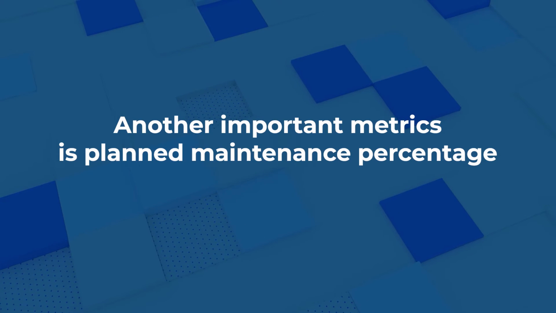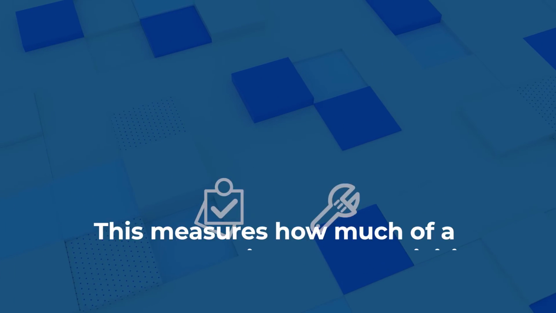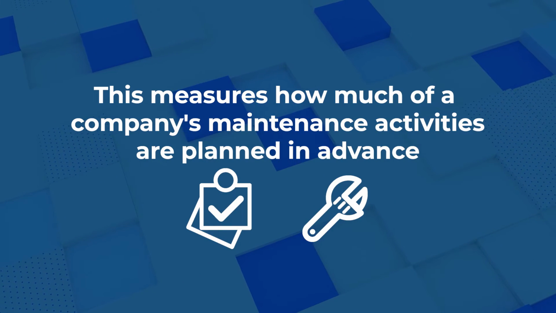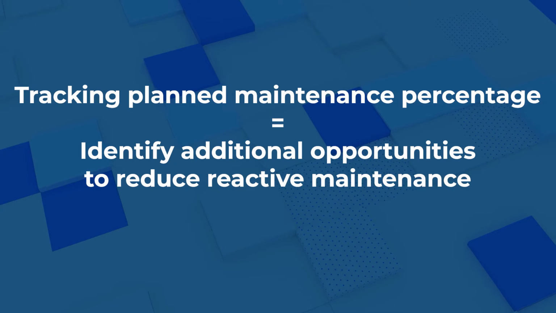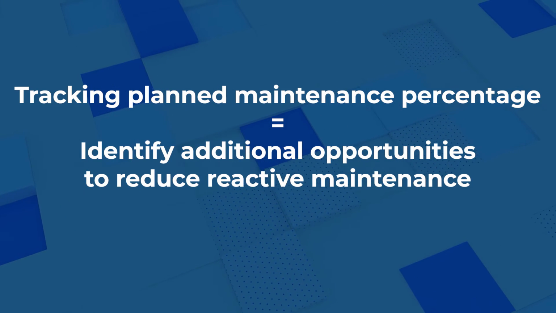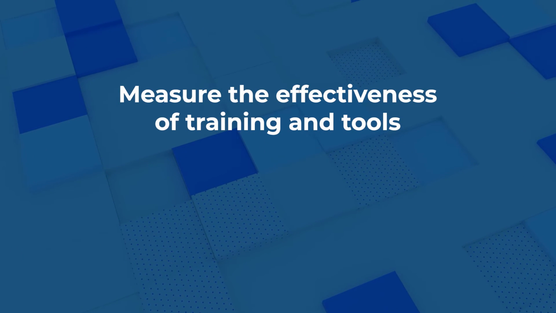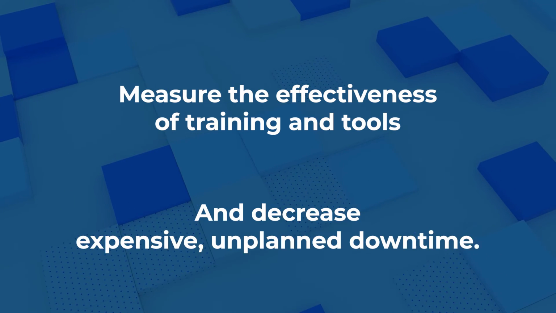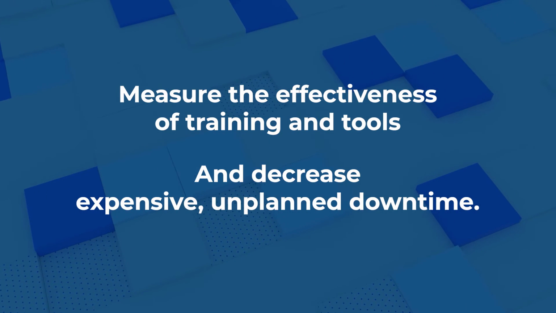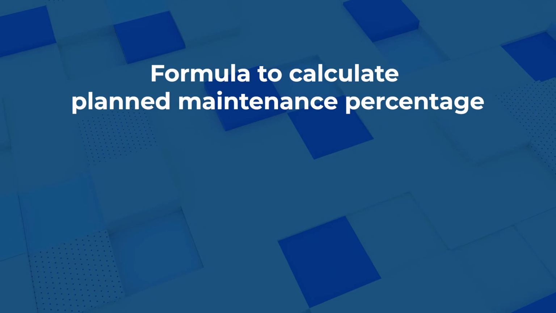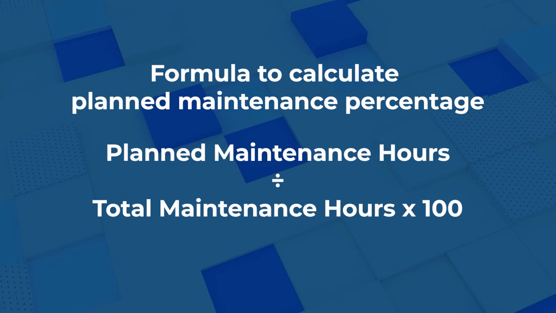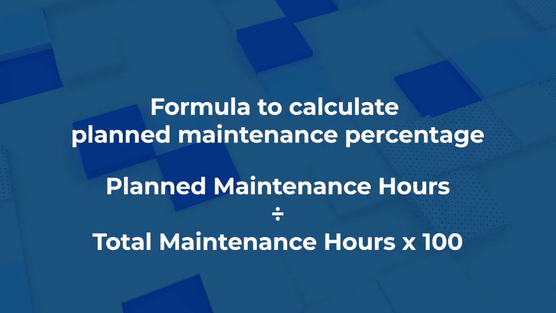Another important metric is planned maintenance percentage. This measures how much of a company's maintenance activities are planned in advance. By tracking planned maintenance percentage, manufacturers can identify additional opportunities to reduce reactive maintenance, measure the effectiveness of training and tools, and decrease expensive, unplanned downtime. The formula to calculate planned maintenance percentage is planned maintenance hours divided by total maintenance hours times 100.